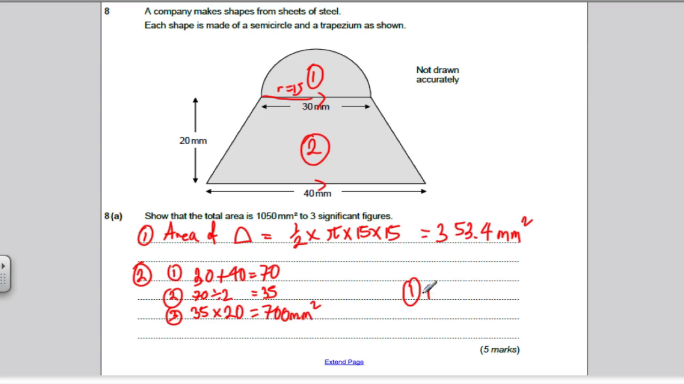So 1 plus 2 gives you 1053.4 millimeters squared, which is 1050 millimeters squared to 3SF as required. Okay, just take a look at the next part of this question. It doesn't really link into circles that much, but just finish it off for the sake of it. Again, I've done this question in the trapezium section, so you could look at it in more detail there. Pause the video, have a go, take a look at the answer.